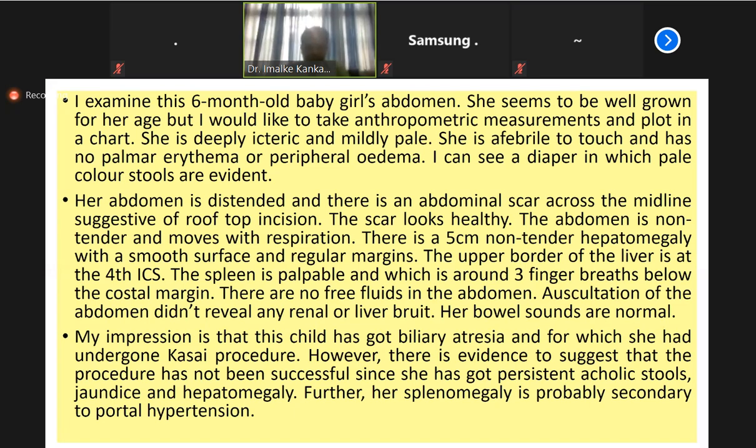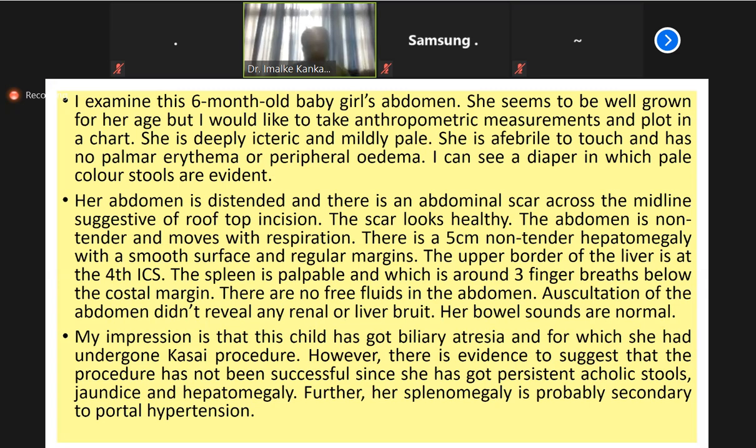She's afebrile to touch and has no palmar erythema or peripheral edema suggestive of chronic liver disease. I can see a diaper in which pale colored stools are evident, and the urine sample which is nearby the child shows dark colored urine. Her abdomen is distended and there is an abdominal scar across the midline suggestive of rooftop incision. The scar looks healthy. So always use short sentences. The abdomen is non-tender and moves with respiration. There's a 5 centimeter non-tender hepatomegaly with smooth surface and regular margins.